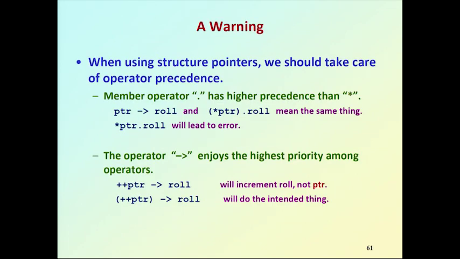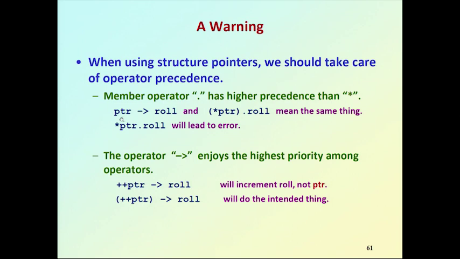So, warning, when using structure pointers, we should take care of operator precedence. This is very important. Listen, the member operator dot has higher precedence than star. So, PTR arrow role and star PTR dot role mean the same thing, but if we do not give the parenthesis here, this bracket, and you give star PTR dot role, what will it mean?